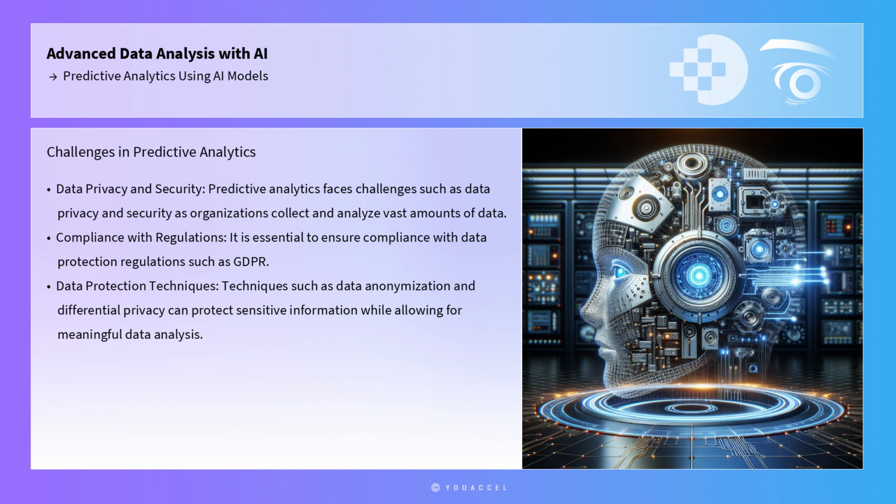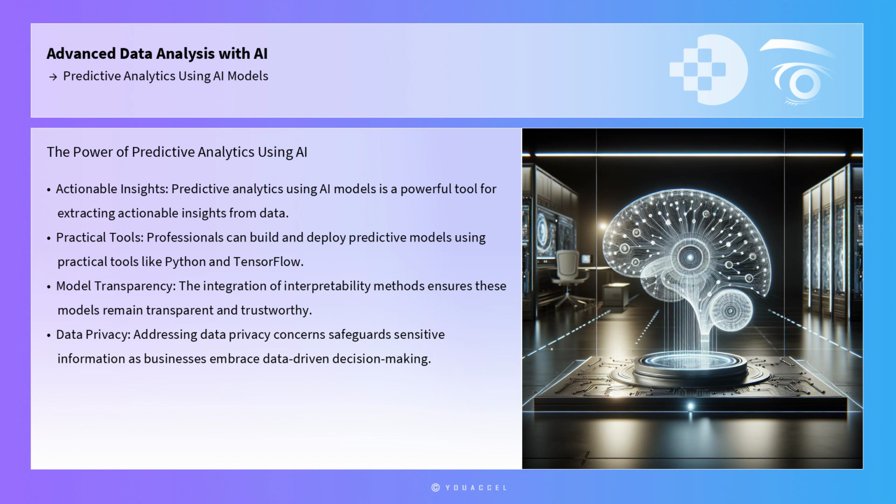Predictive analytics also faces real-world challenges, such as data privacy and security. As organizations collect and analyze vast amounts of data, it is essential to ensure compliance with data protection regulations, such as GDPR. Techniques such as data anonymization and differential privacy can be employed to protect sensitive information while still allowing for meaningful data analysis.